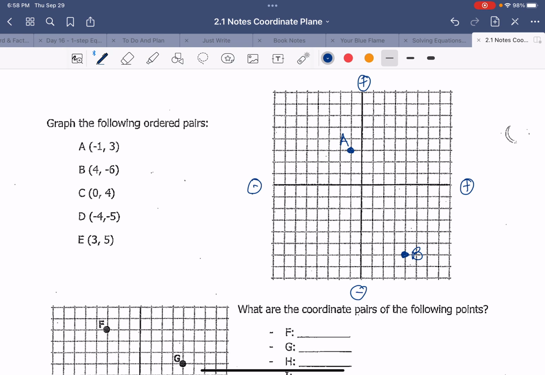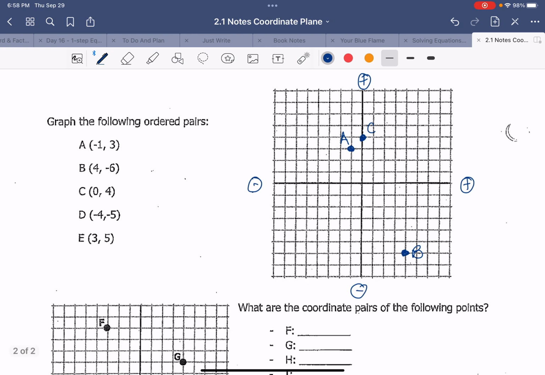Okay, so for C, you should have started right here, 0, and went 1. Oh, sorry, started at 0, but then went up 1, 2, 3, 4. So our point is right here. This is our point C, okay? Point D, starting in my center, and I'm going 1, 2, 3, 4, negative x, and 1, 2, 3, 4, 5, negative 5 right there. So this is going to be point D in the third quadrant.